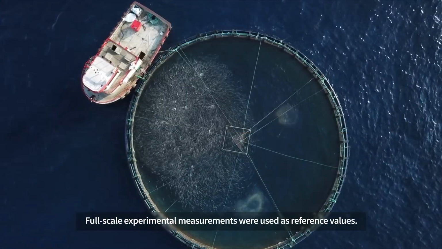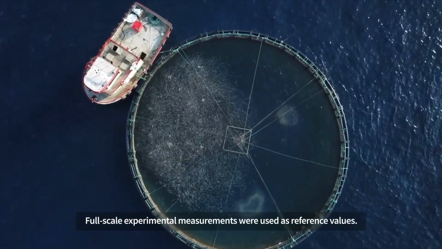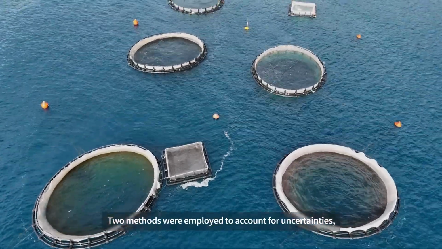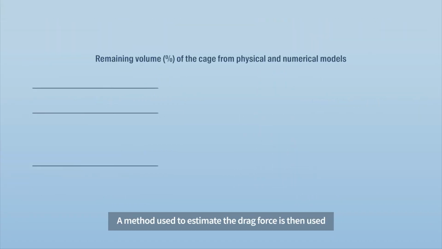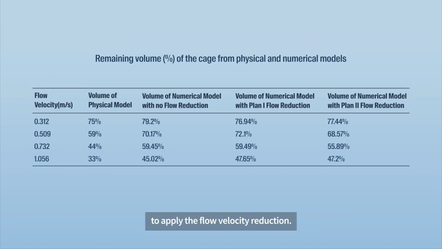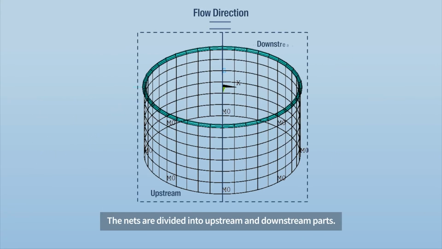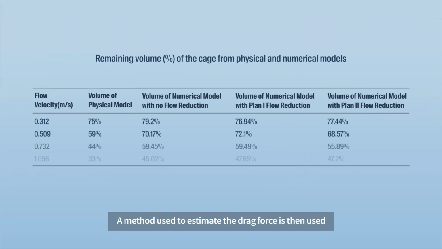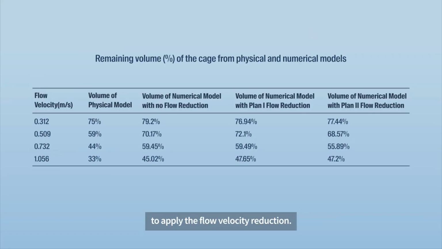Full-scale experimental measurements were used as reference values. Two methods were employed to account for uncertainties, such as wake effects. In the first method, the cage volume is calculated without considering the flow reduction in the cage. A method used to estimate the drag force is then used to apply the flow velocity reduction.